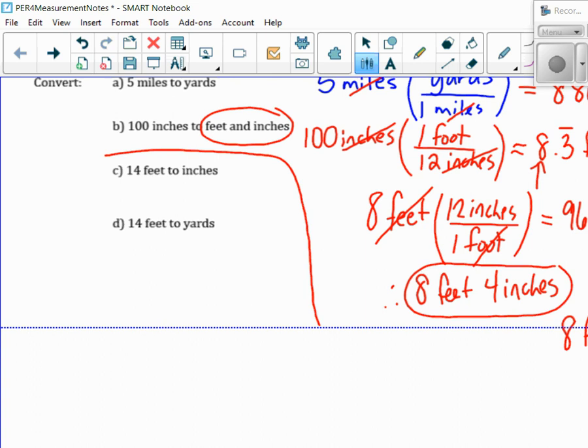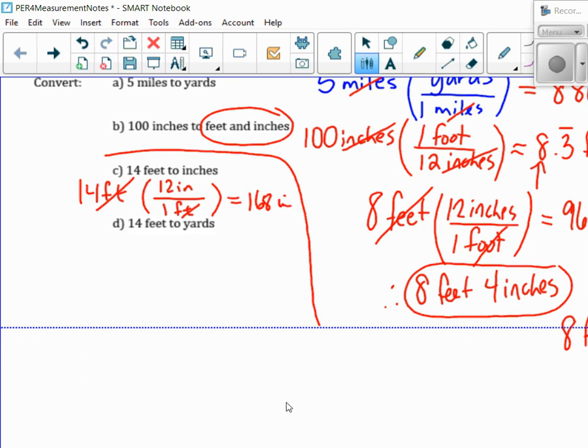That's fine. Yep. Okay, 14 feet to inches. So what is my conversion? 14 feet goes here. No, we're going to inches and feet. So look at the inches and feet thing. 12 inches goes on top and 1 foot goes on the bottom. So do you see the feet will cancel? And then it tells you what to do. What do you do? 14 times 12. So we get 168 inches.